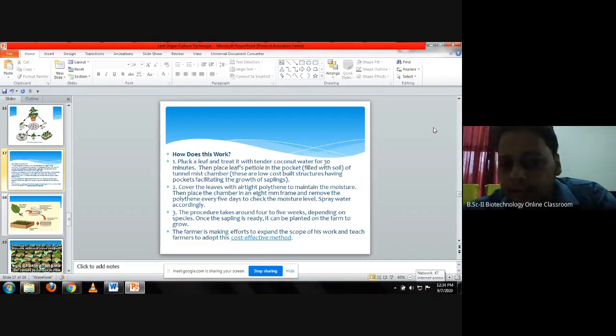Then place the leaf petiole in a pocket filled with soil in a tunnel mist chamber. Means what they did, they put a small shade net in a tunnel form, and on the shade net what did they attach? Sprinklers, and these sprinklers will sprinkle water in a mist form.